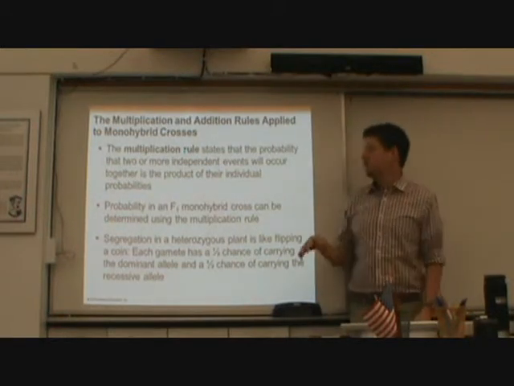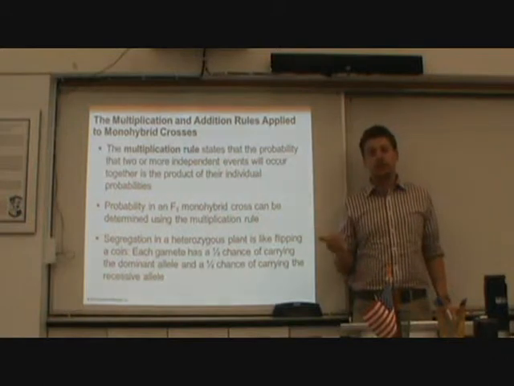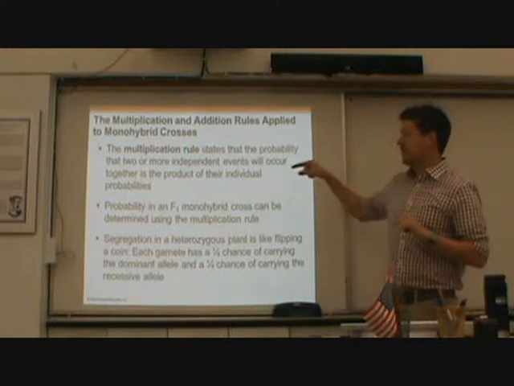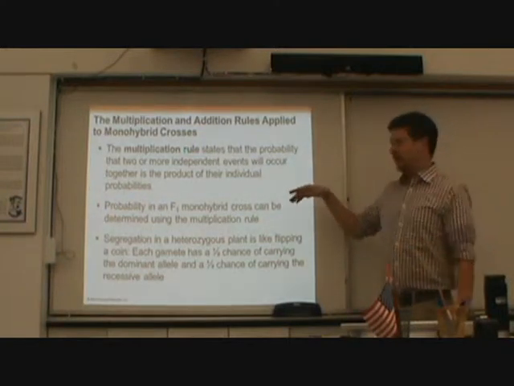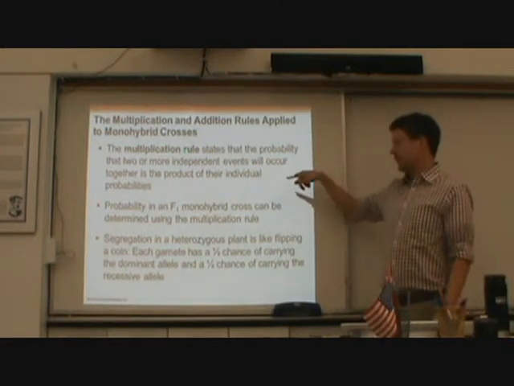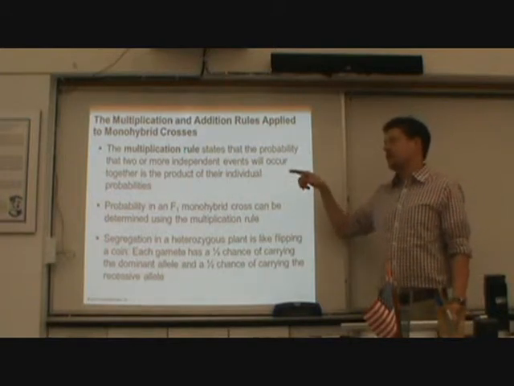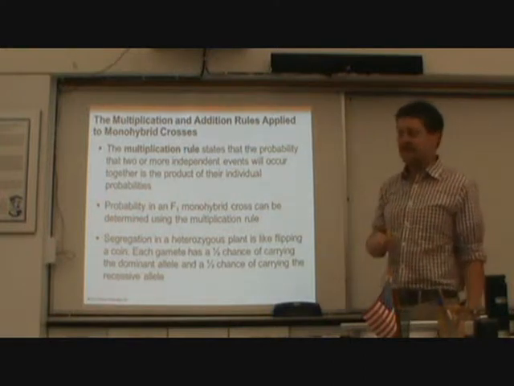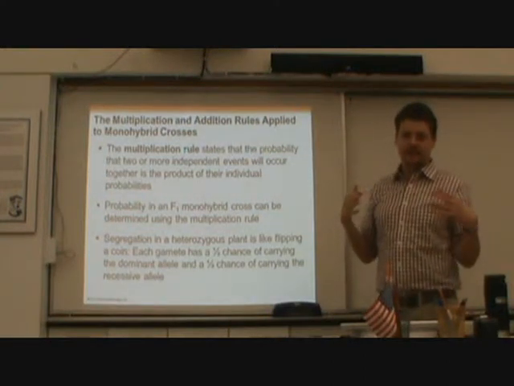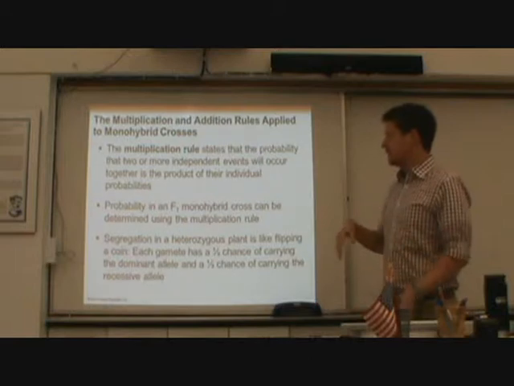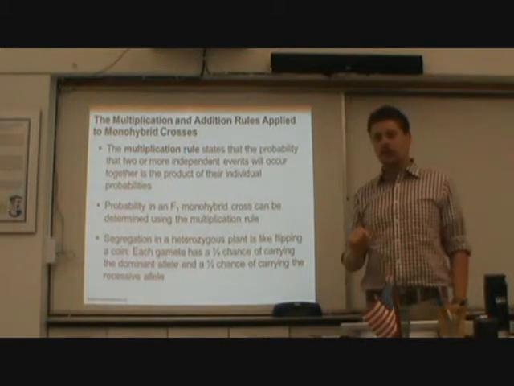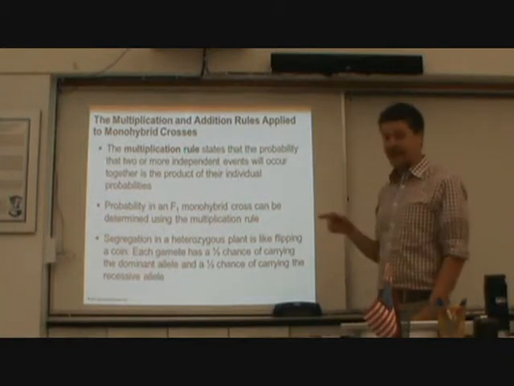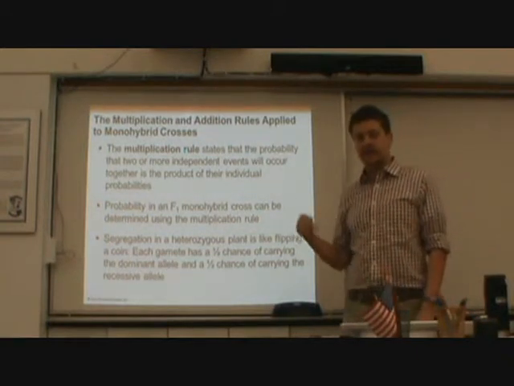And we can use the multiplication rule to calculate some of these different characteristics. The multiplication rule states, and this is a little bit wordy, that the probability that 2 or more independent events will occur together is the product of their individual probabilities. So the probability that I'm going to flip a coin 10 times and get heads every time is the product of the individual probabilities. In that case it would be 1/2 times 1/2 times 1/2, 10 times.